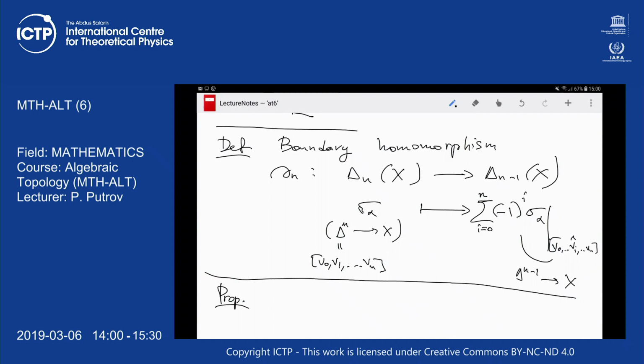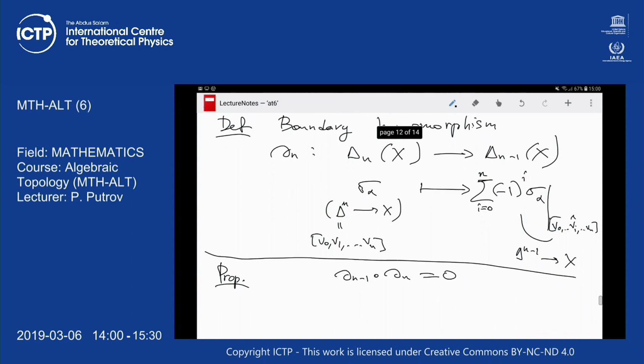So these maps satisfy the following nice property. The composition of delta n minus 1 with delta n is a trivial map. First of all, such a composition is well defined, because delta n maps from delta n of X to delta n minus 1 of X, and then we can use delta n minus 1 to map it to delta n minus 2. The composition of these two maps is a trivial map between these two abelian groups.